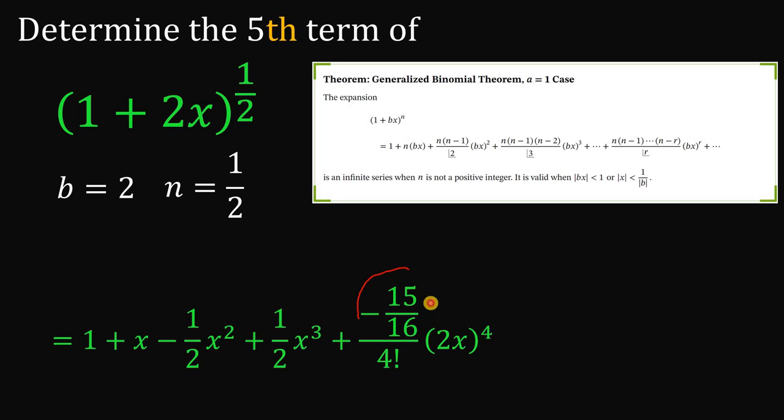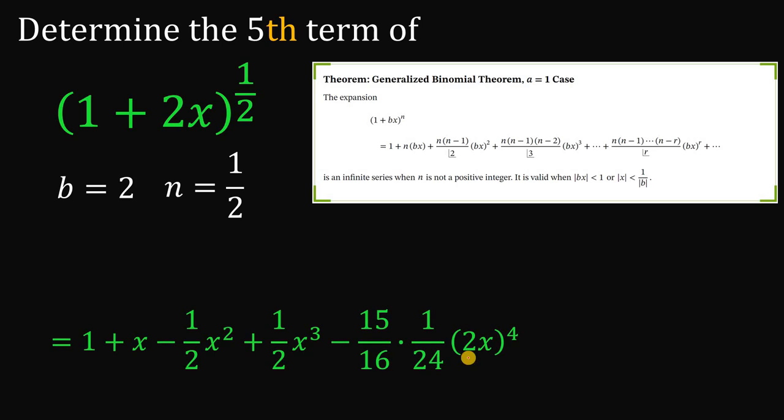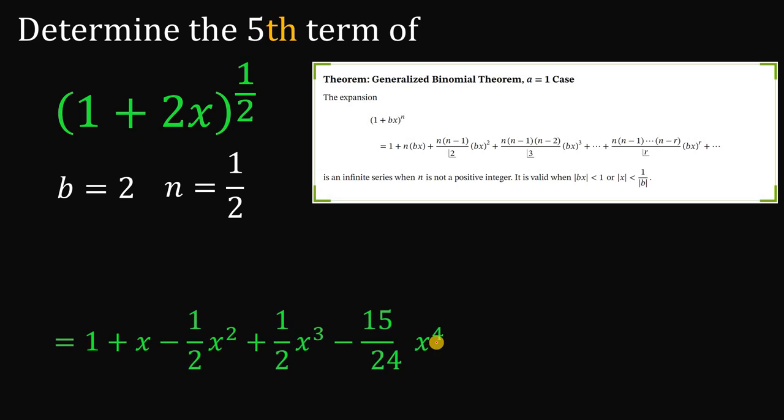this will give us negative 15 over 16. Now, negative 15 over 16 over 4 factorial. 4 factorial, we know this is 24. So this simplifies to negative 15 over 16 times 1 over 24. We multiply this because if we simplify 2x raised to the power of 4, we have 16x raised to the fourth power. So take note, we can cancel out the 16 right over here. So this simplifies to negative 15 over 24x raised to the fourth power. Now this 15 is 5 times 3 and 24 is 8 times 3. So this can be simplified to negative 5 over 8x raised to the fourth power. And that is the fifth term that we want to find.